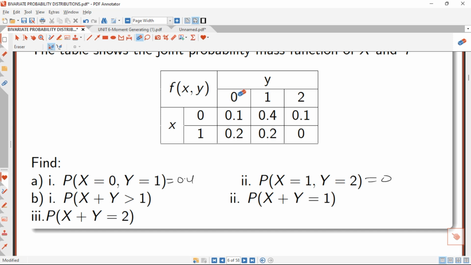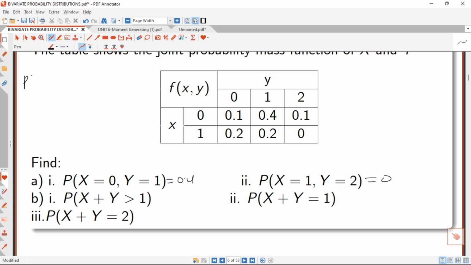0 plus 0 is 0, which is not greater than 1. So we are not going to take the 0 and 0 pair, right? 0 plus 1 is equal to 1, which is not greater than 1 here, right? So we are not going to take the 0 and 1 pair. 0 plus 2 is equal to 2. So we are going to take that pair, right? So let's write that one here.